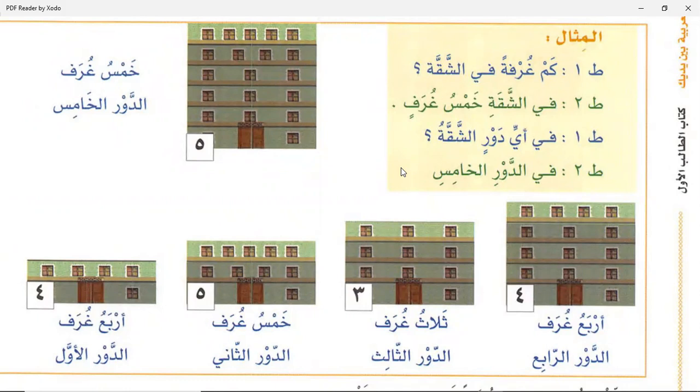كم غرفة في الشقة؟ أربع غرف. From 3 to 10 we use plural word. Okay. في الشقة أربع غرف. في الشقة أربع غرف. غرف.